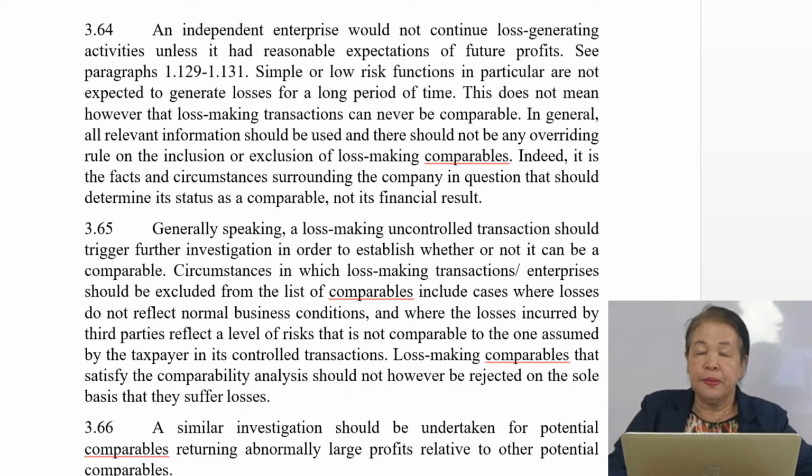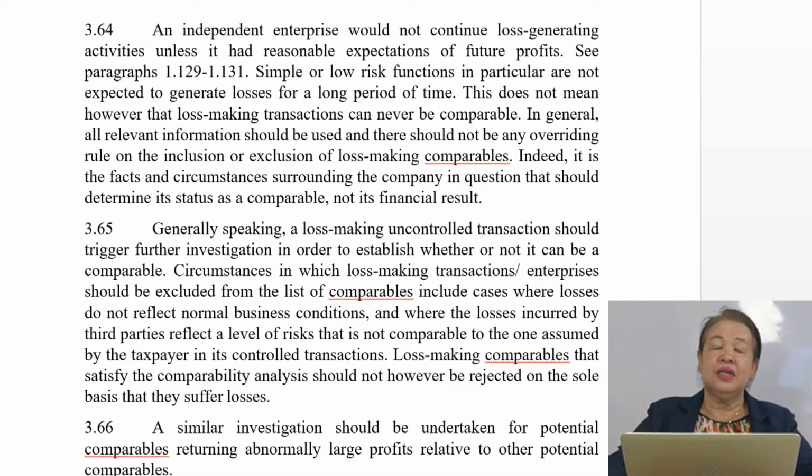That's why when we are training this certificate program in transfer pricing for potential transfer pricing analysts, talagang we have to prepare them to be critical in their analysis and in their knowledge. Why? Because even a loss-making comparable can be used, no? So depende na yan sa analyst to justify.